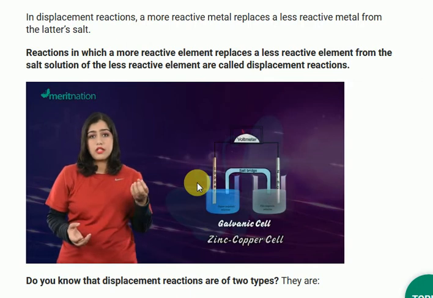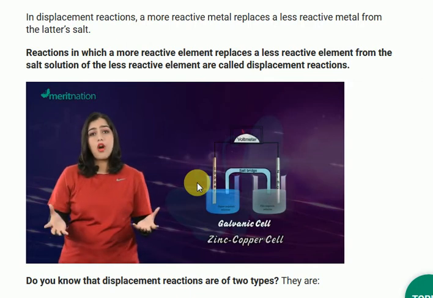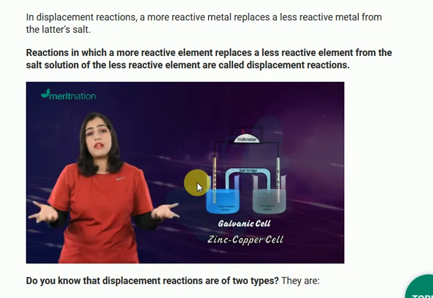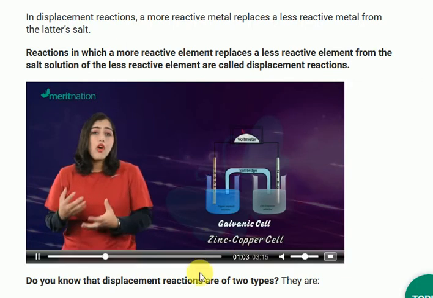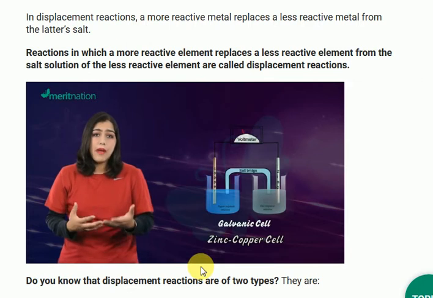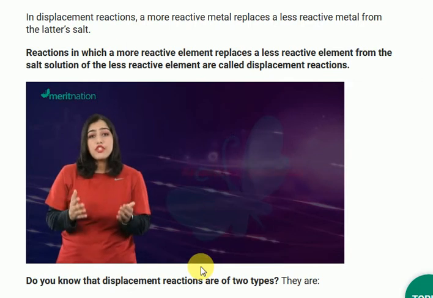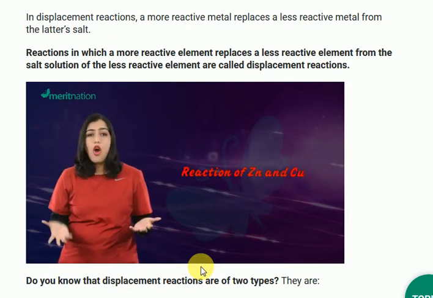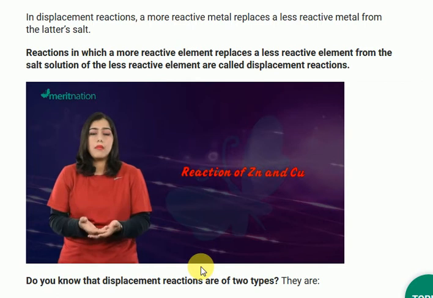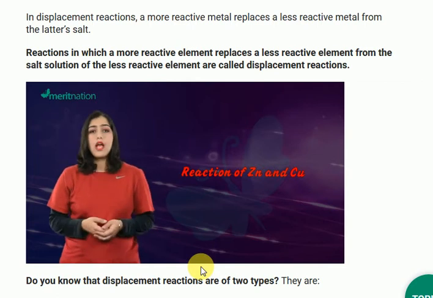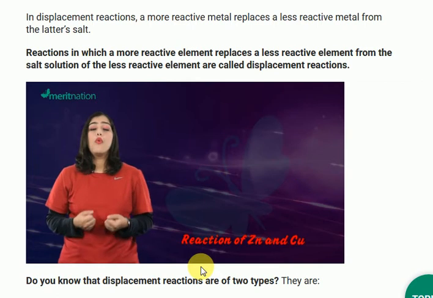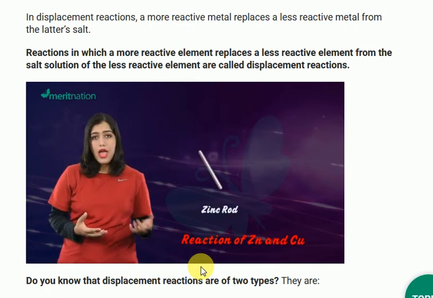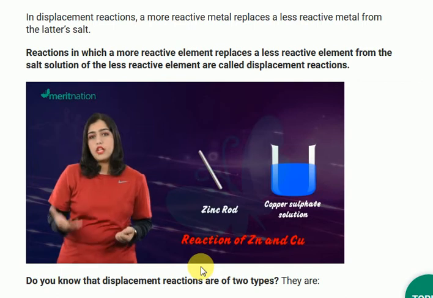So, there is a zinc rod and copper rod dipped in zinc sulfate and copper sulfate solution respectively. But before we go into the detailing of how the battery works, we first need to understand how zinc and copper will react with one another because both of them are metals. So to understand their reactivity towards each other, we will take zinc rod and copper sulfate solution.